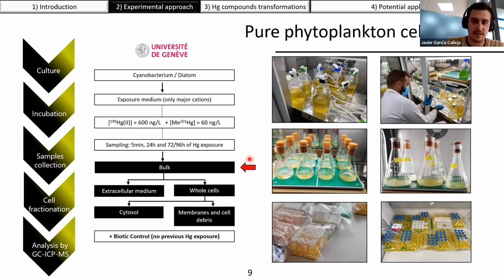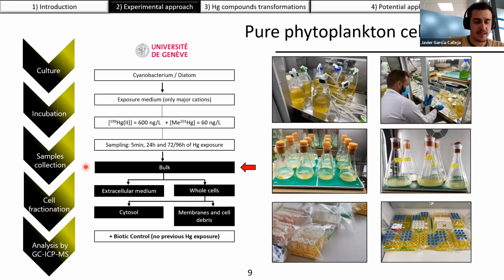Why do I have this red arrow? Because the mercury compounds' transformations can only be determined in the bulk. Why? Because during the first centrifugation process, we have mercury losses. And when we break the cells, we also have some mercury losses. Because of that, it is mandatory, given the mercury losses during the centrifugation steps, to determine the mercury compounds' transformations only in the bulk.